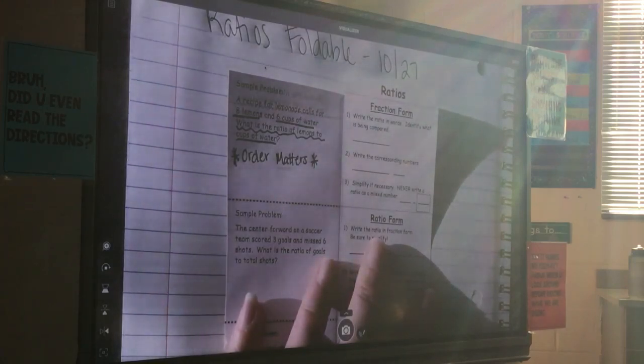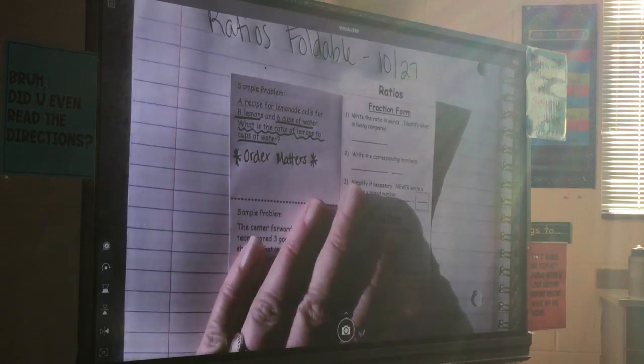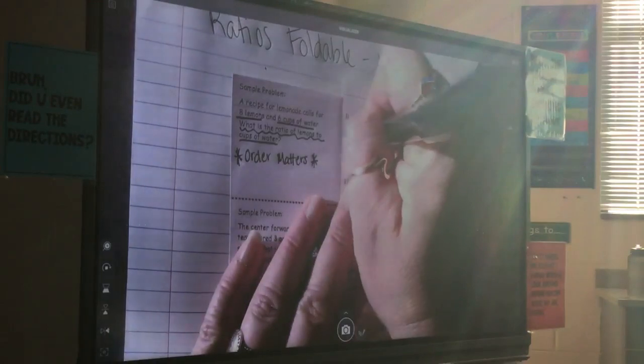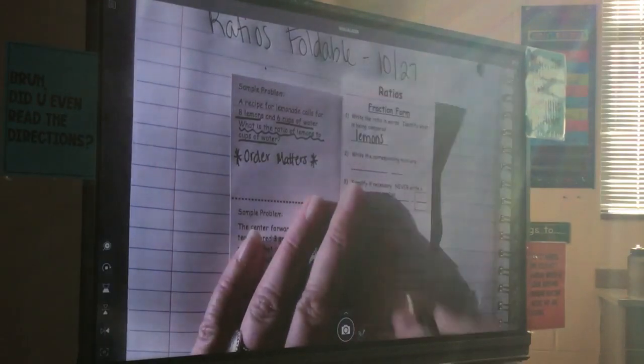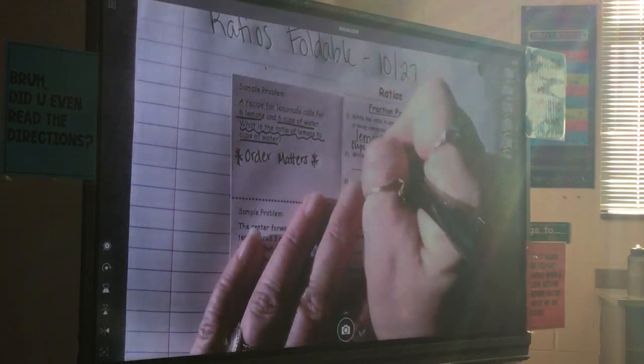All right, so it says write the ratio in words. So what's the first thing in the order of our ratio? Is it lemons or cups of water? Lemons. So lemons is going to go on top. And then obviously cups of water go on the bottom.